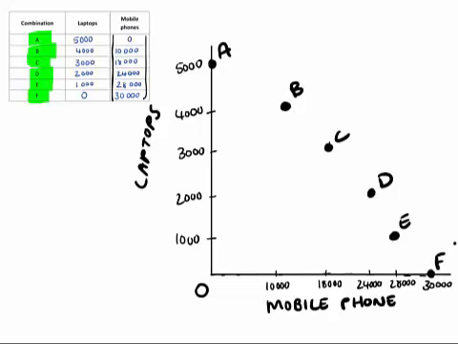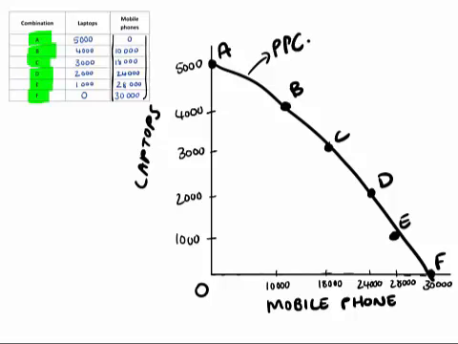Now all that's left to do is to connect these dots. So let's try to do that. That's the general shape of your PPC curve. Remember to also label your axis. PPC curve for Zanadu.